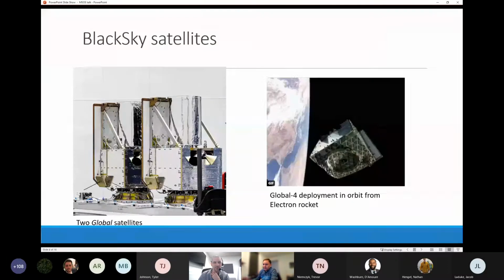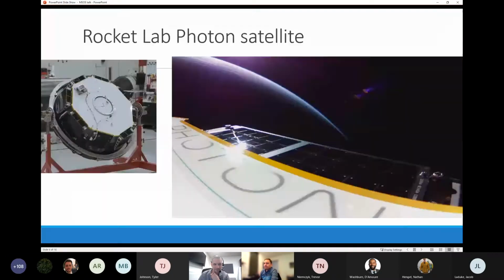Actually, back up to these Black Sky satellites, these two things hanging off. I don't know if you can see my mouse, but the little two conical things hanging off. These are actually the two star cameras. Oh, cool. So those are the primary attitude estimation sensors.